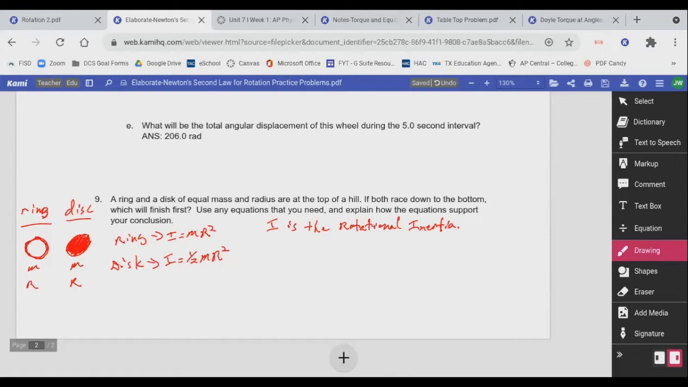Okay. I is the rotational inertia, and that is the object's tendency to resist angular rotation. And it's angular rotation that's going to get the disc to the bottom, right? Or the ring to the bottom. They're going to rotate and they're going to rotate to the bottom.